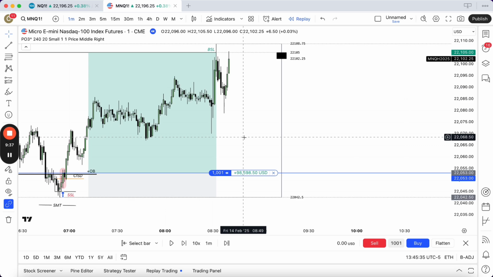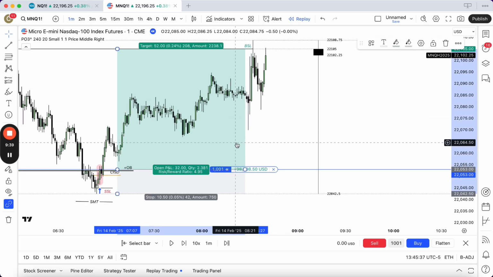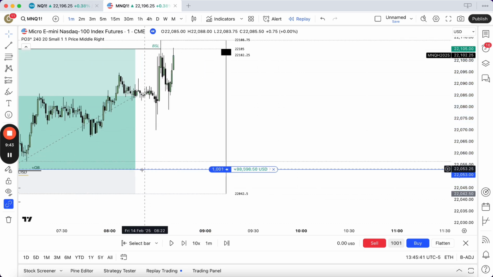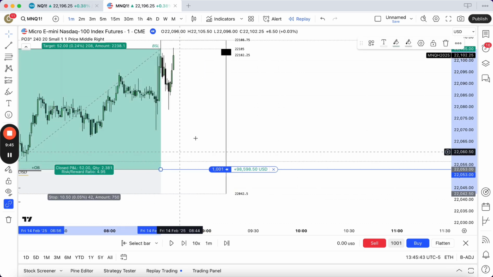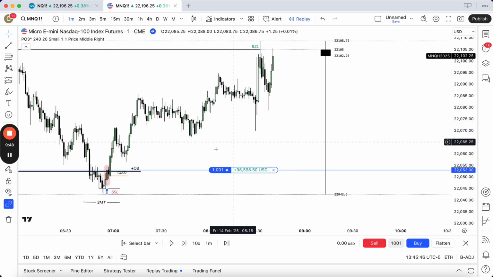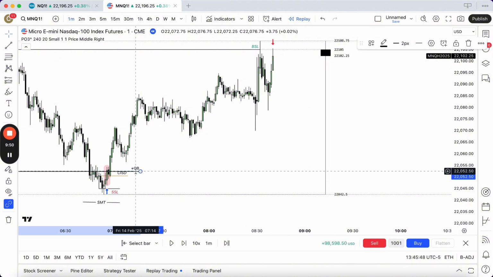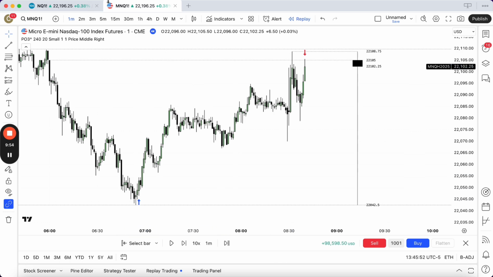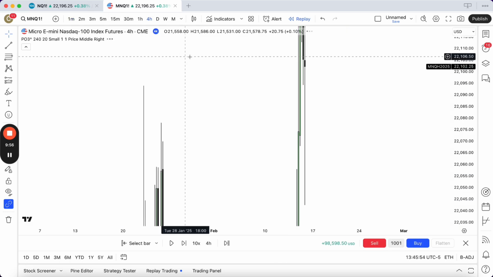And this is a trade that I 100% would have taken. The entry is over here. This is a trade that I 100% would have taken. So there's the first example. I'm going to do a little bit more for you guys because I want you guys to see the power of this.